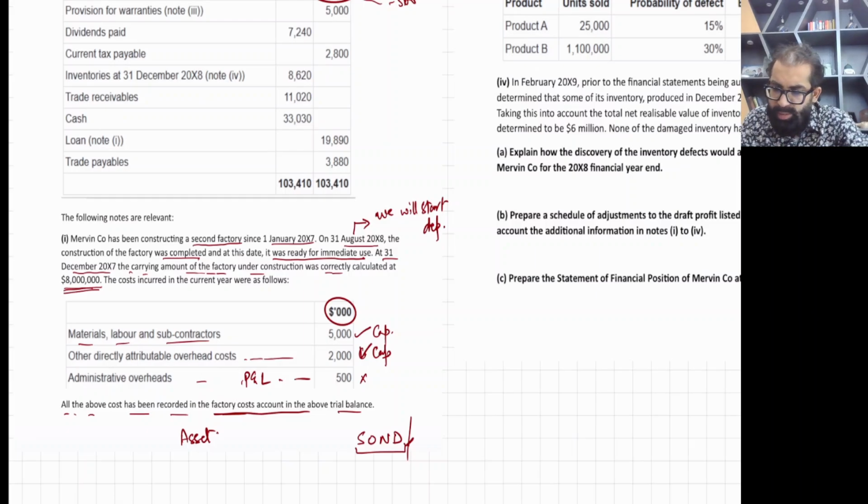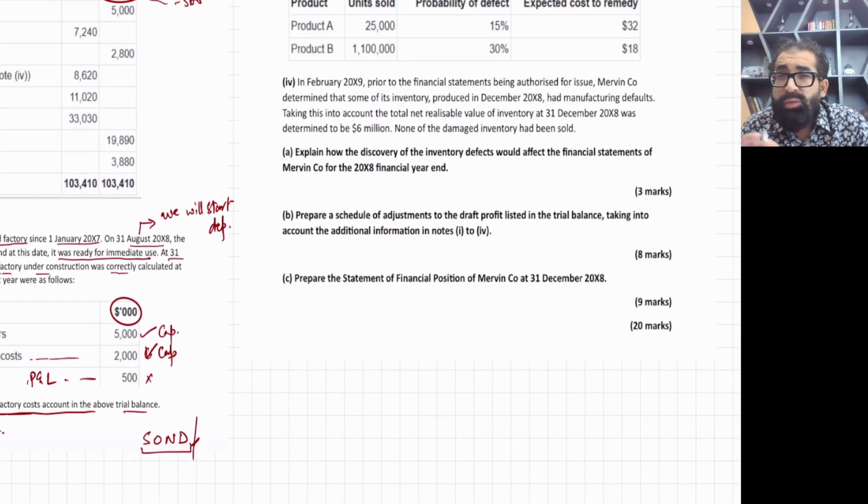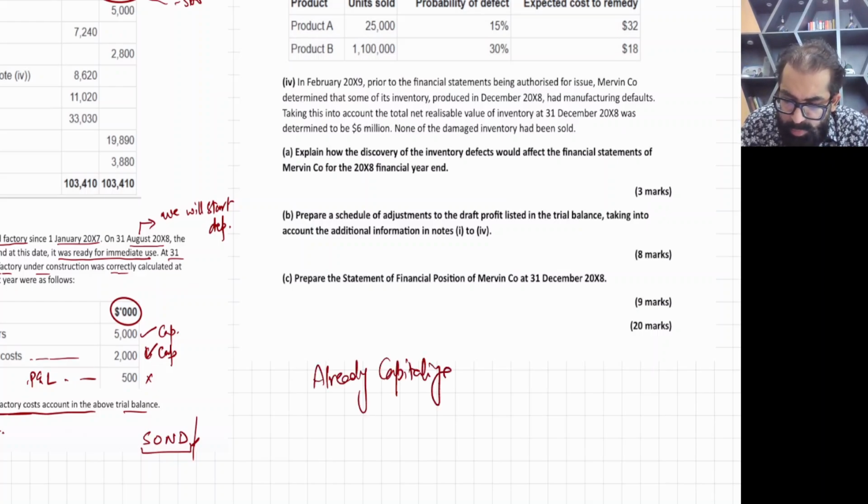Okay, so let me do a little rough working. I'm just doing rough working because the fair working I'll do on the Excel. The already capitalized last year amount for this factory is 8,000. Then you capitalize 5,000 material, labor, overhead.